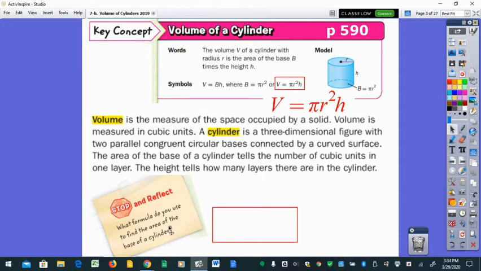So what formula do you use to find the area of the base of the cylinder? It's our area of a circle, pi r squared. Again, we're trying to figure out with volume how much stuff fits in the can. Like, what's the measure of space that's inside the cylinder?